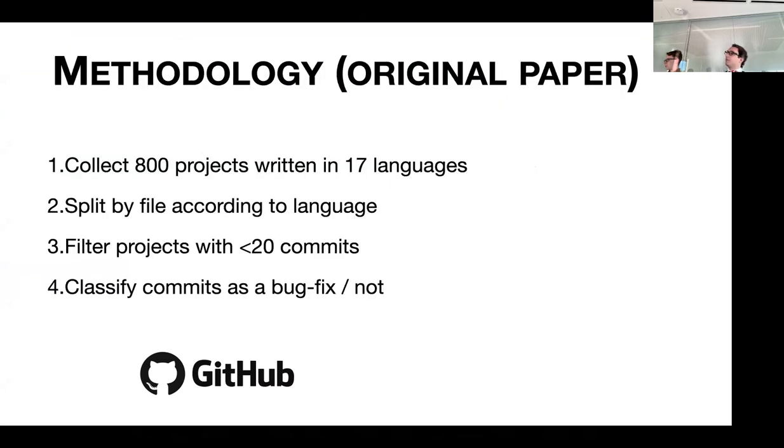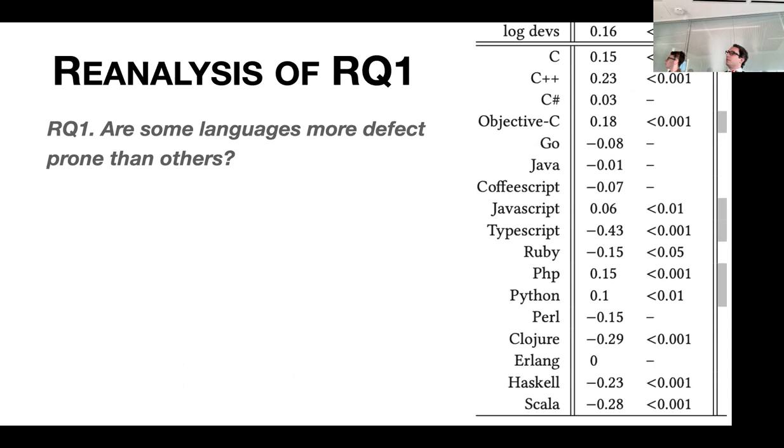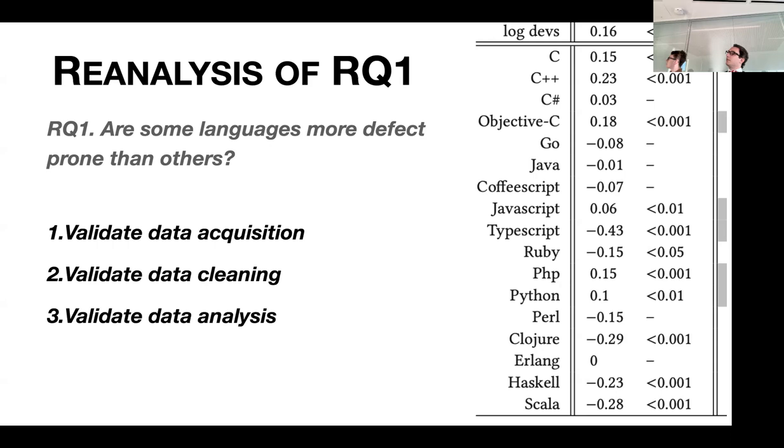If you recall the methodology, as a very quick overview, they collected 800 projects written in 17 languages. They split files according to each language, filtered out some projects that had few commits, and then used the commits as a proxy to decide whether something was a bug fix or not. So they're doing a reanalysis of RQ1, are some programming languages more defect prone than others. And that's the takeaway. You can see here that C++, for instance, is associated with bugs more than something like TypeScript, which is negatively correlated with bugs. In this reanalysis they try to validate the data acquisition, the data cleaning, and then the data analysis too.